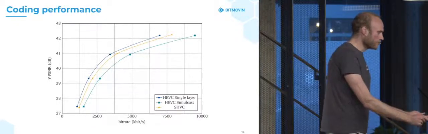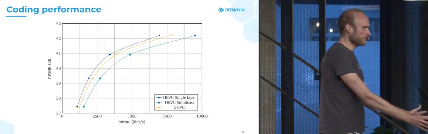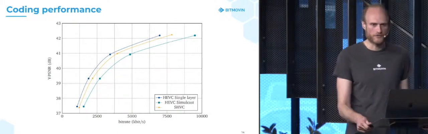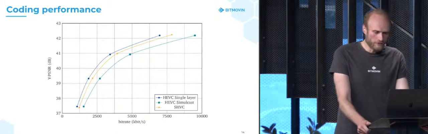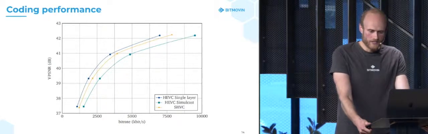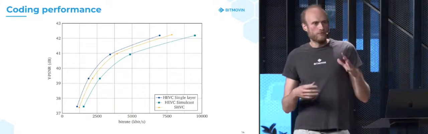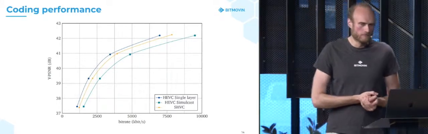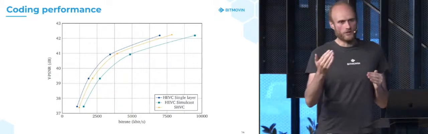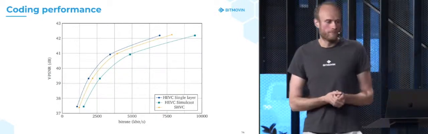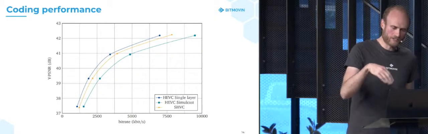The leftmost is HEVC, single layer. Nothing special about that. 4 rate points. That's the performance of HEVC. On the very right, there's HEVC simulcast, which basically means we have 2 different versions of the same video, one at a high quality, one at a lower quality, and we're transmitting both. So the bit rate is higher, but the reconstruction quality is the same.